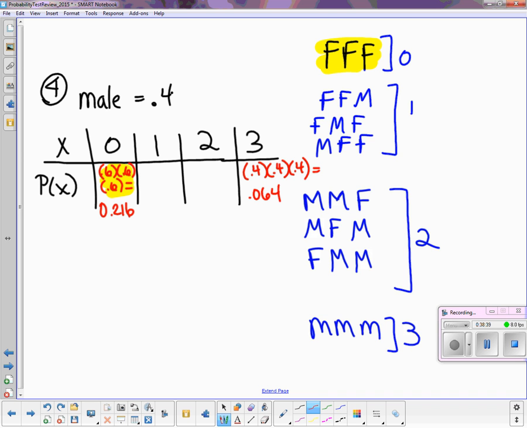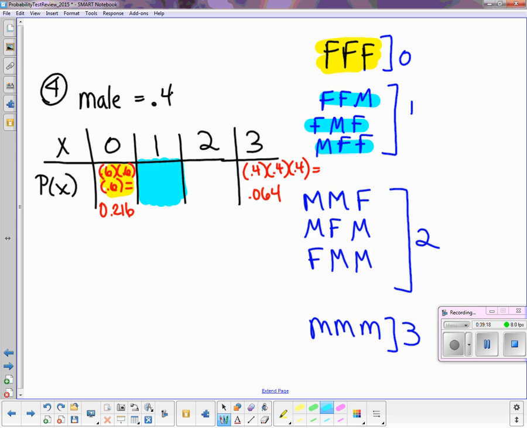The ones in the middle are a little harder. Why? How many slots am I going to have to do for 1 male, to find this probability? I'm going to have to do 0.6 times 0.6 times 0.4, or that, or that. I've got 3 of them to do, don't I? And 1 equals 1 minus 1. That's at least 1, not exactly 1.